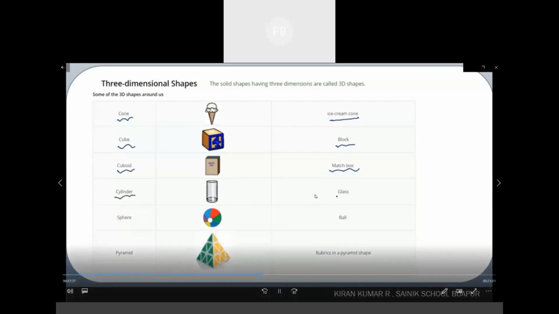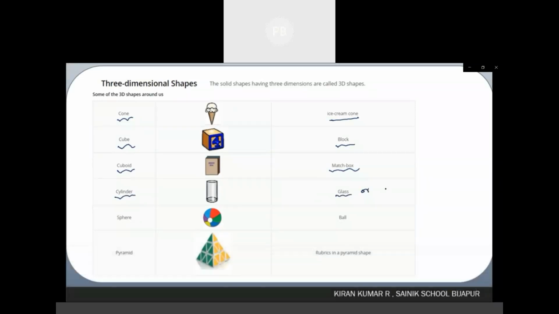Cylinder, one of the examples is a glass or a cooking cylinder. Sphere, one of the examples is a ball. Pyramid, in the rubric we have seen a pyramid shape. Egyptian pyramid is also a pyramid.